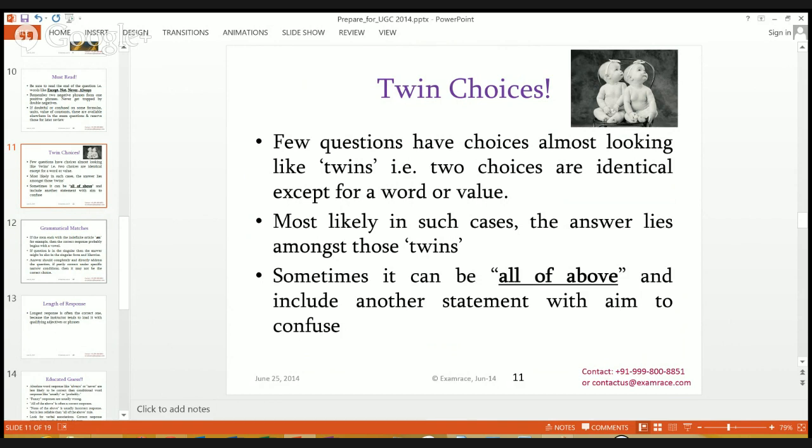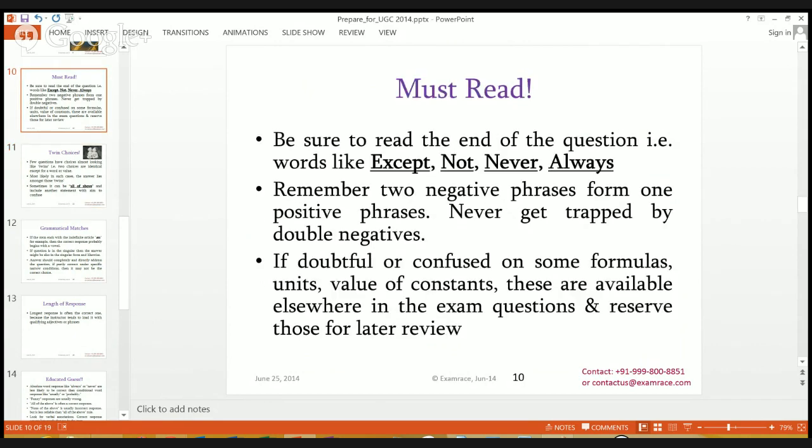But if you are doubtful whether one of the choices is correct or not, then you will be doubtful about all of the above also. So these are very dicey questions that you must read and understand very nicely. As I said, some of the phrases that you must watch for in the question are except, not, never, and always. If you are doubtful or confused about something, refer to the units, constants, and values.